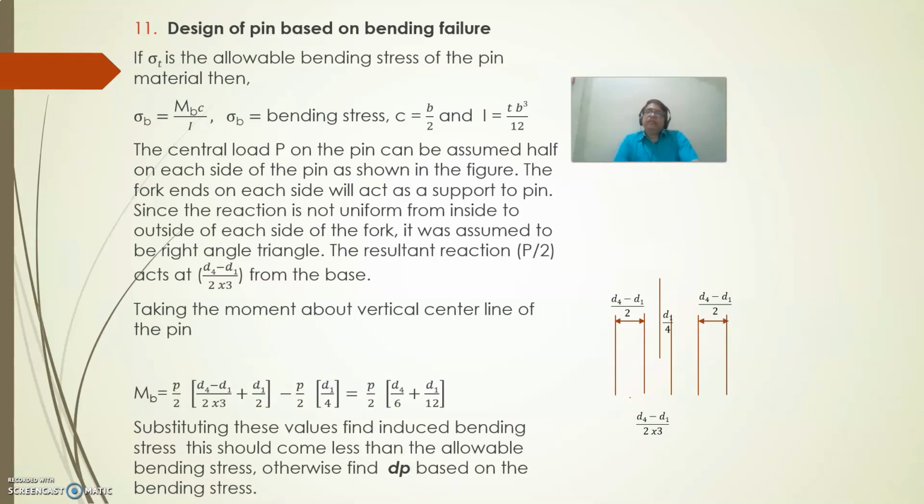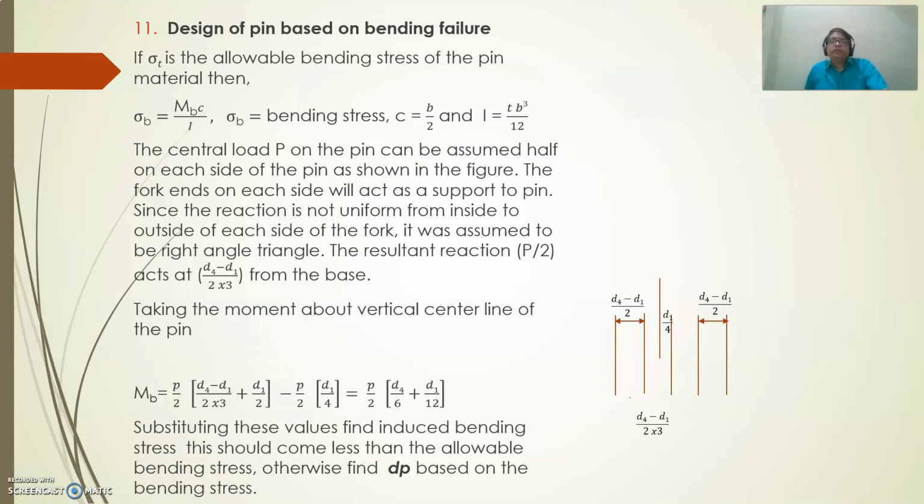Now the 11th one, that is the design of pin based on bending. It is just like what you have done for the pin joint in the case of the knuckle joint. If sigma t is the allowable bending stress of the pin, then sigma b is equal to Mb into c upon I, where c is equal to b upon 2 and I is equal to tb cube upon 12. Because it is not a square section, it is a rectangle section.